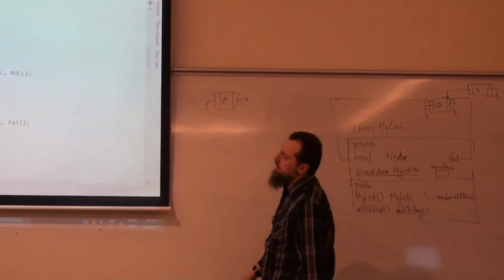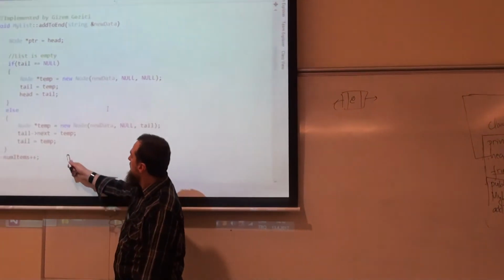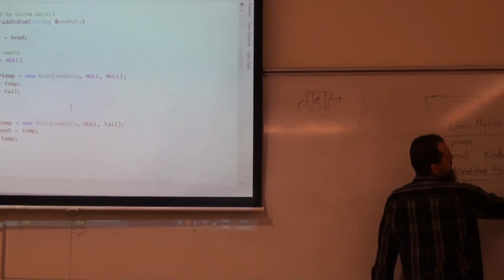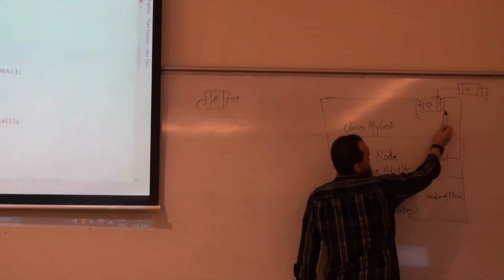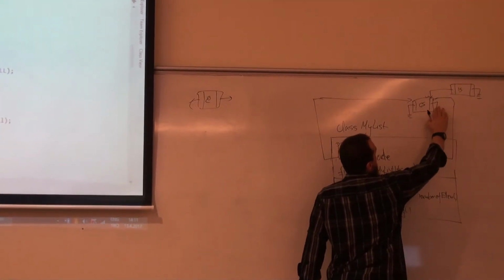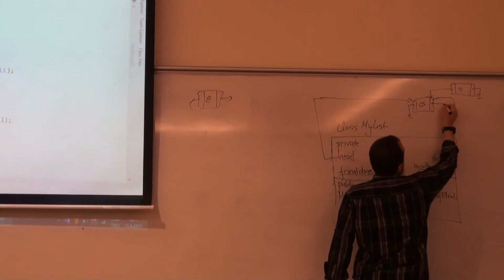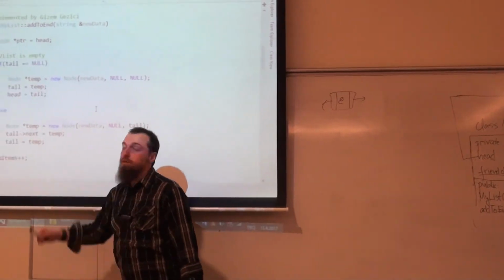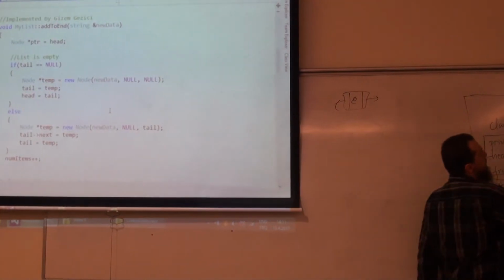And then I'm saying that tail next is equal to temp. So this is tail. Tail next is this stuff. This guy should point here. And then I'm saying that tail is equal to temp. So the newly added node will be this one.